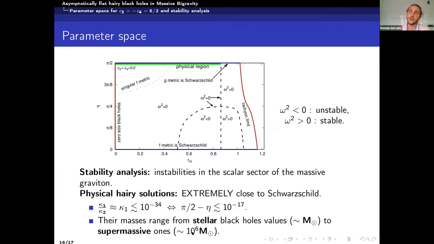And of course, if we want to describe heavier black holes in massive bigravity, it is also possible, because if we cross the GL point, we are in the domain where the hairy solutions are unstable, but Schwarzschild is stable. So heavier black holes can be described by the Schwarzschild solutions.